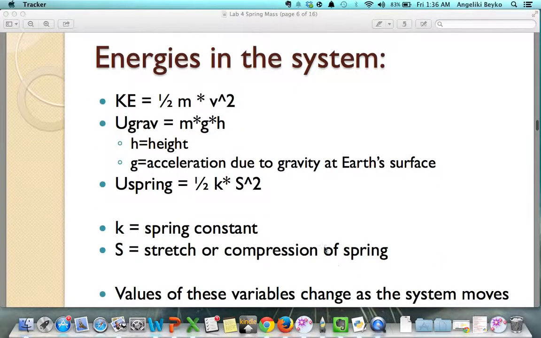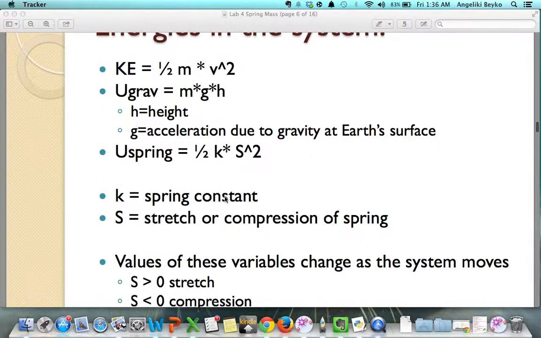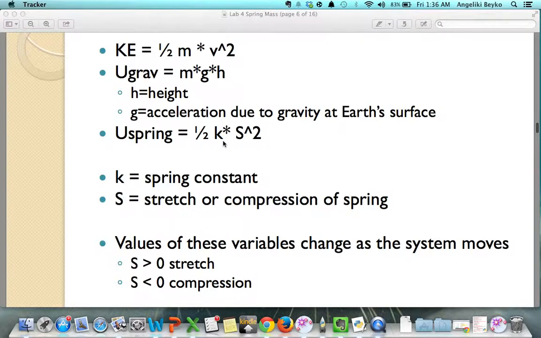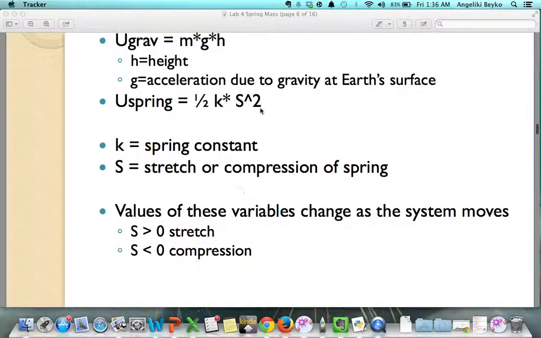So these are the different energy equations. Kinetic energy is half mass times velocity squared. Gravitational potential energy is mass times g, the acceleration due to gravity, times height. Potential energy of the spring is half times spring constant times stretch squared, where stretch is the displacement.